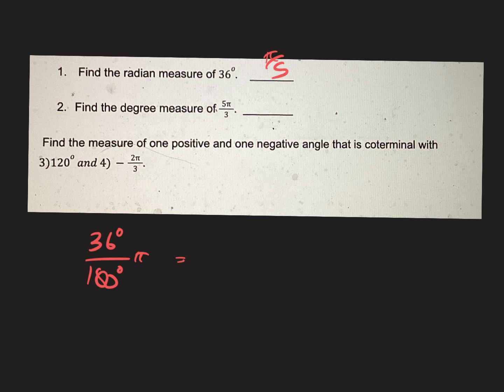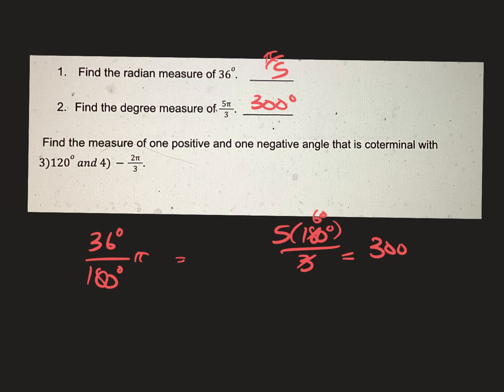Number 2 is one you got to think about a little bit. Number 2 says find the degree measure. So if it's radians, there's a pi in it, you can just substitute the 180 where the pi is, which is what I'm going to do here. I'm thinking 3 goes into 180 60 times, 5 times 60 is 300, so that's going to be 300 degrees.